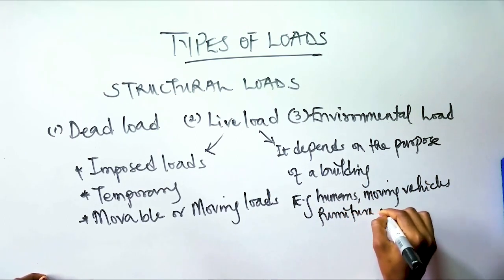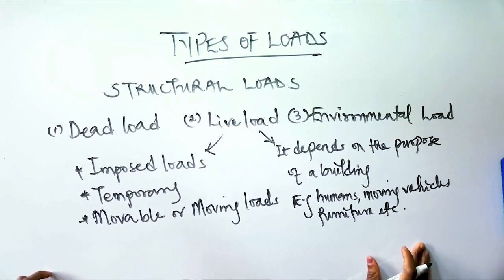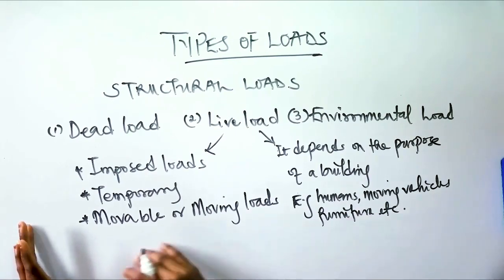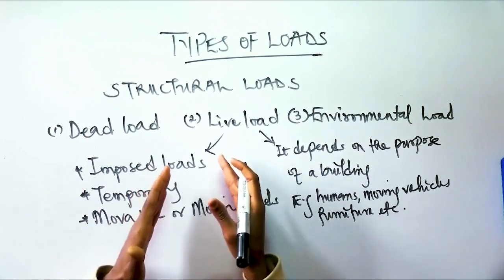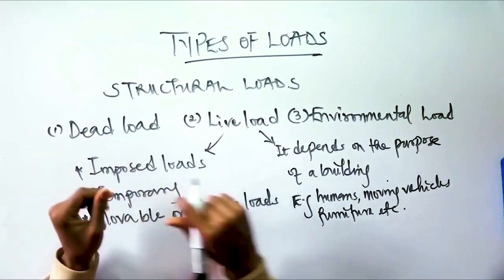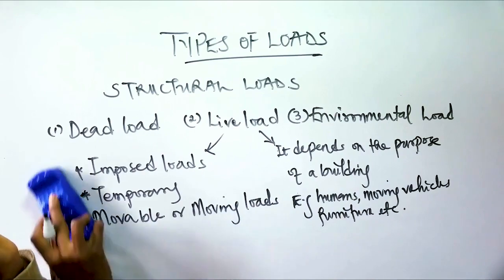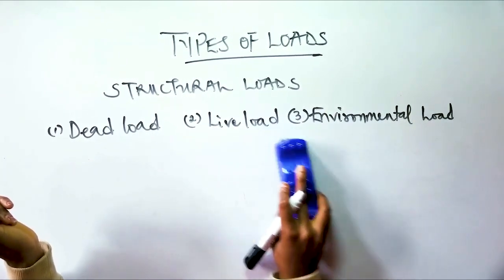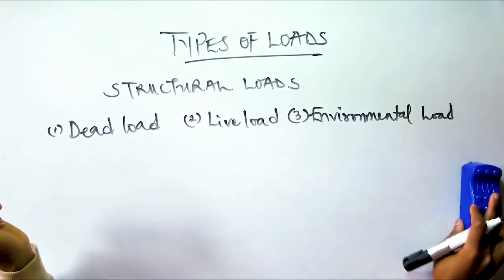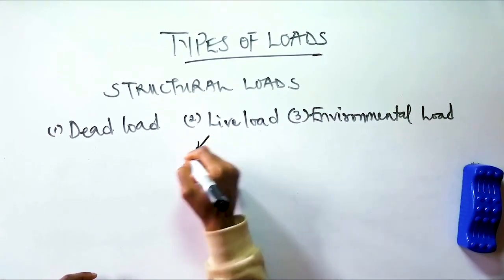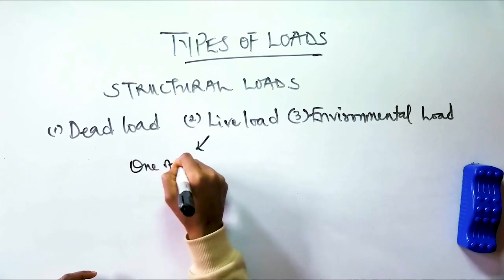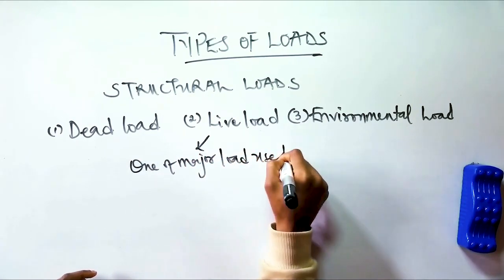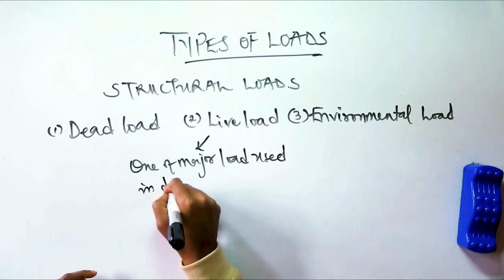For instance, a structure, say a bridge, for example. The live load for that bridge is the number of cars that are passing that bridge. That is the live load. It's temporary. It's not permanent. It doesn't stay there. It keeps on moving. That is the live load for the bridge. So that is why a major load that is used in design is the live load. That is why we say live loads depend on the intended use or purpose of the structure.